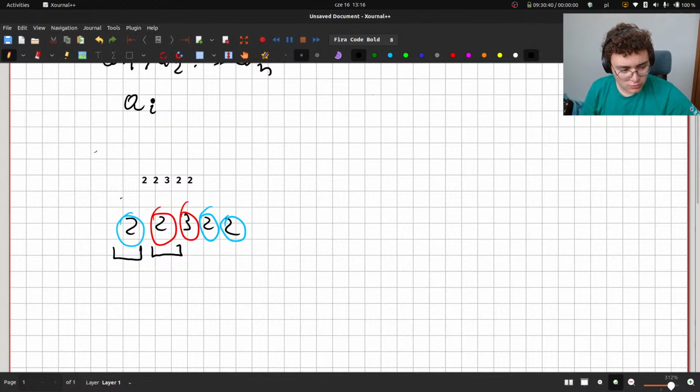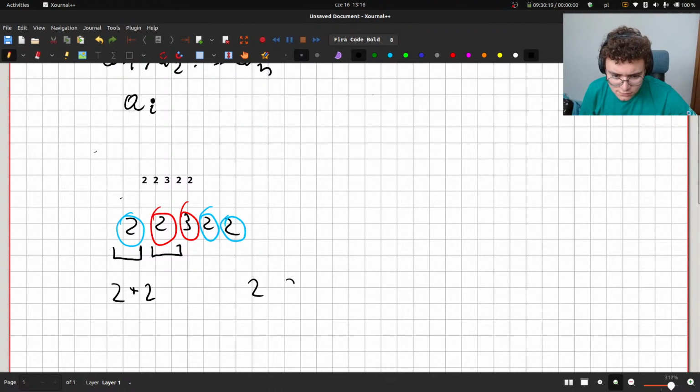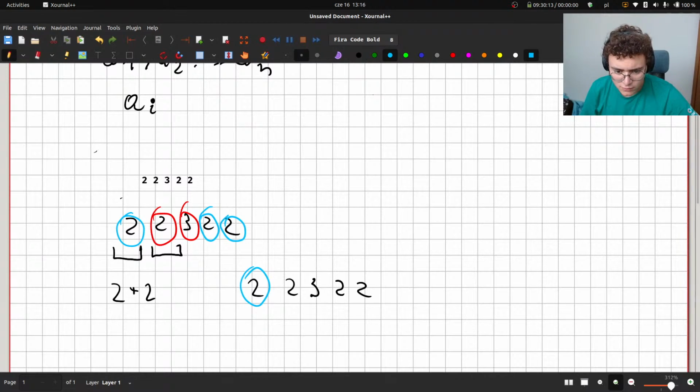So we want to divide our sequence into two groups, such that the first element of the blue group plus the first element of the red group, by index, will be as big as possible, right? So here our answer would be 2 plus 2. But if we would divide it like this, of course both groups must be non-empty, then we could get 3 plus 2. So this will be our answer, 5.